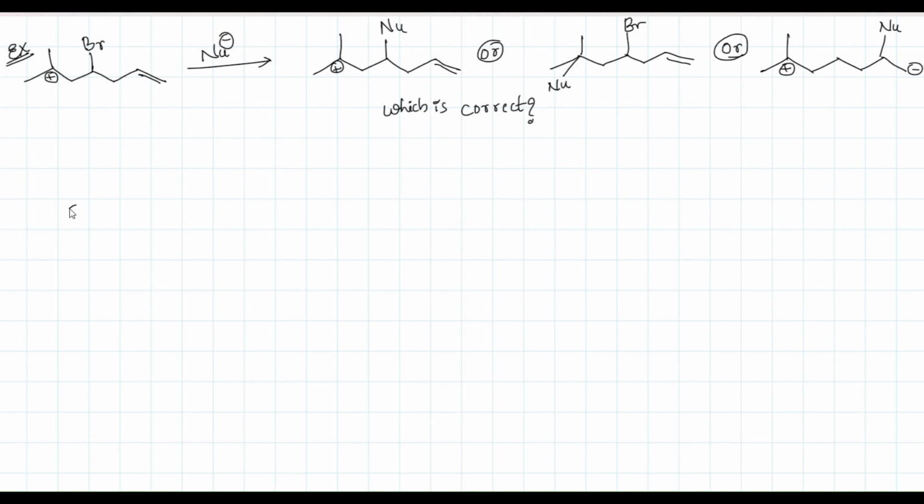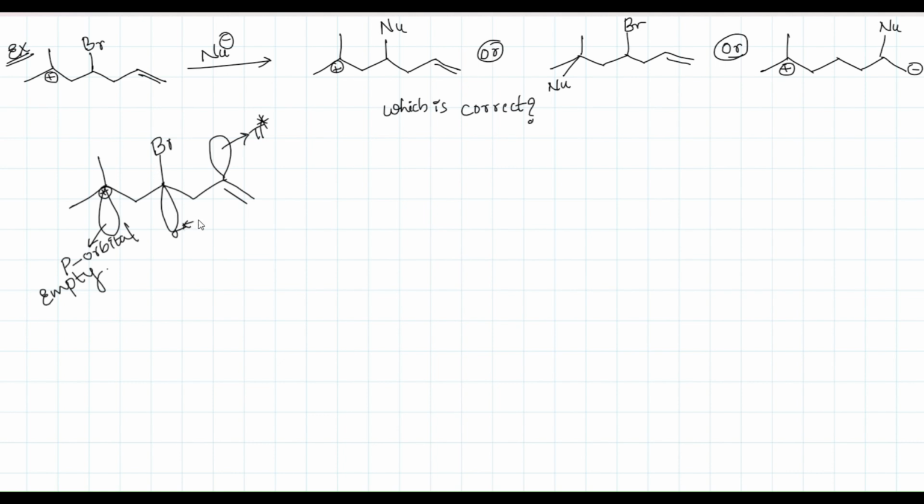We all know that in this reactant there is one pi bond. Pi means it has an empty pi star, right? A pi orbital means it has an empty pi star orbital, and a carbocation means it has an empty p orbital, right? Empty p orbital is there. And here Br minus, which has a sigma bond, means it has a sigma star antibonding molecular orbital.